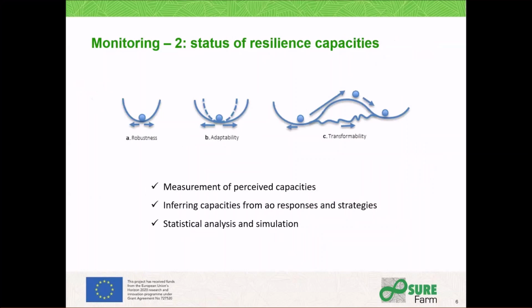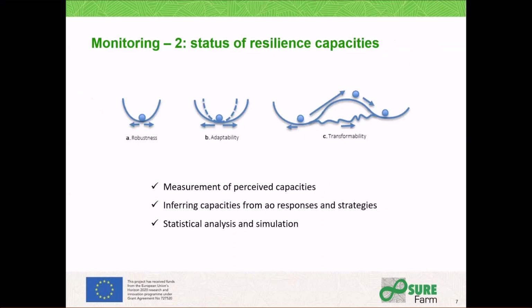The second monitoring could be done on how the resilience capacities are. What is the status of them? Is it only about robustness or also about the other two? If we look at the responses of farming systems in the first wave of the lockdowns in spring 2020, it was very much about coping, about robustness, for instance. Some adaptations were visible.